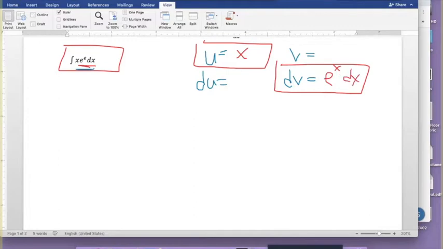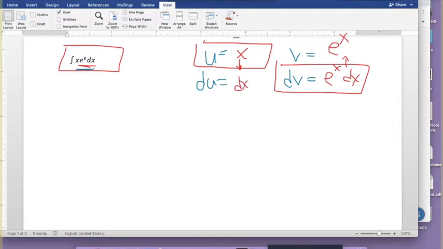All right. So we've started the process of setting up our integration by parts. Now, the next thing we've got to do is calculate what is the derivative of x and what is the integral of that dv there. Well, the integral is easy, and e to the x is its own integral, so this is e to the x. And the derivative of x is 1 dx.